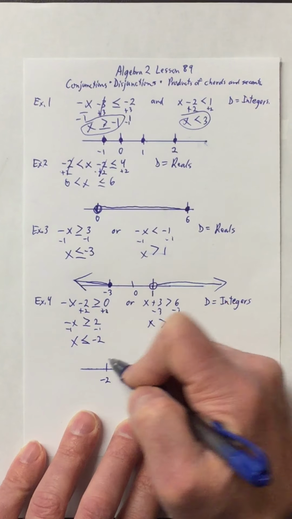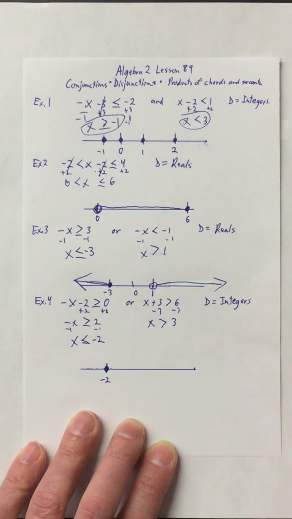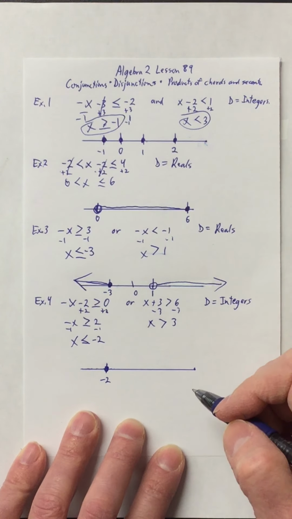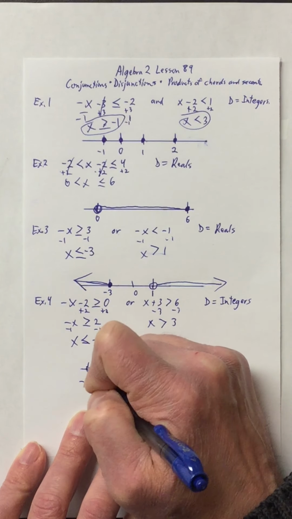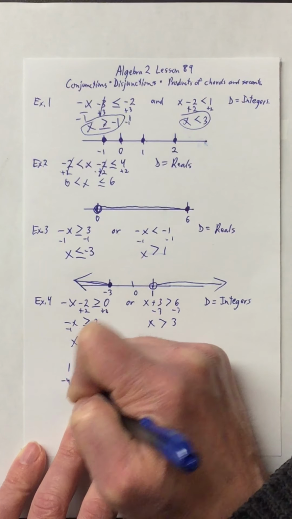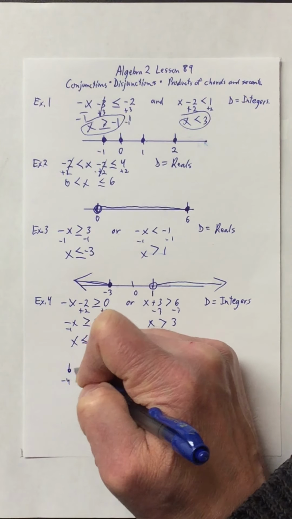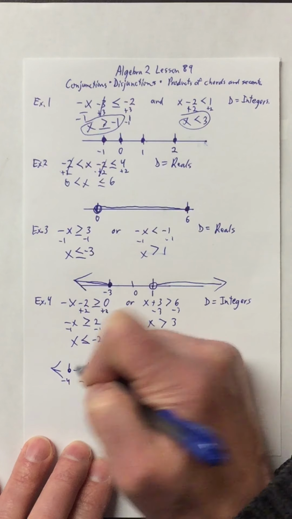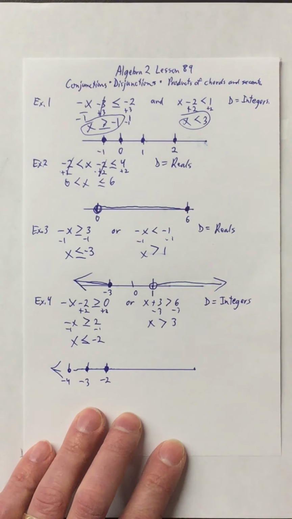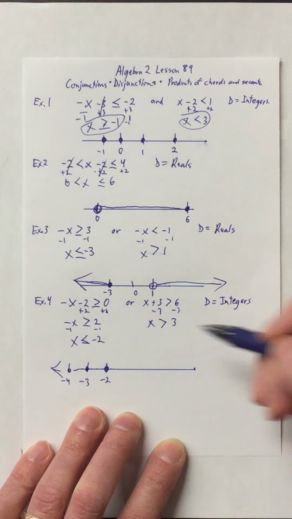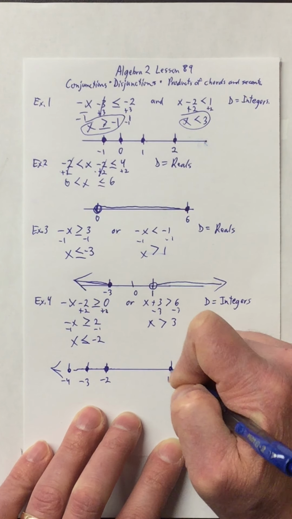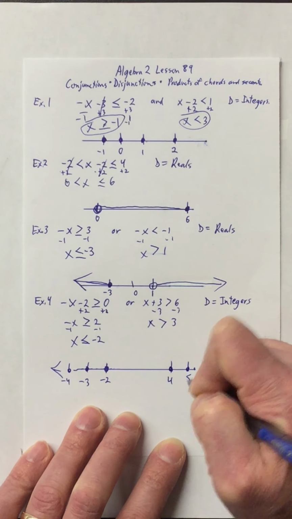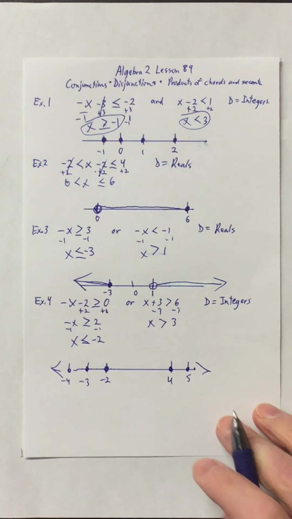Put my negative 2 up there. It's equal to it. My domain is integer, so I don't have any solid lines. I just have circles. X is anything less than, so we'll go negative 3 with a dot. Over here, negative 4 with a dot and an arrow showing that it goes in that direction. Over here, X is anything larger than 3. It doesn't include 3, so what's the next largest one? Well, that would be 4, so closed circle on 4, closed circle on 5, and I'm going to keep going in that direction.